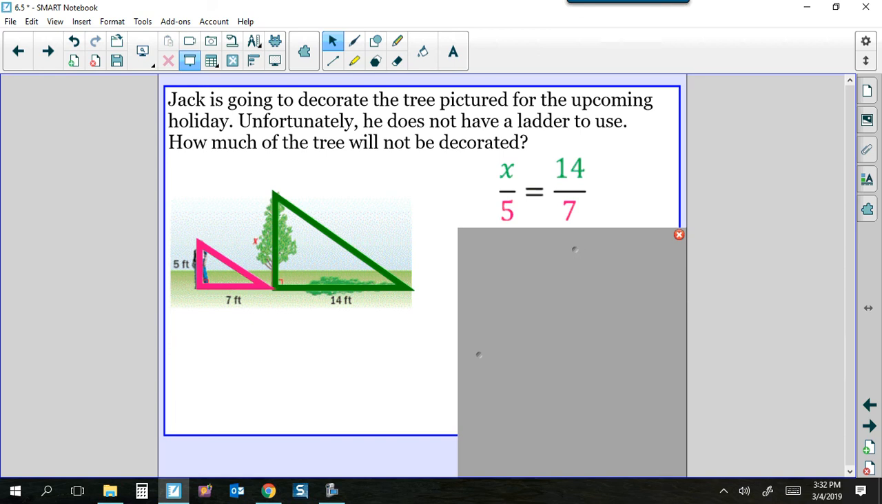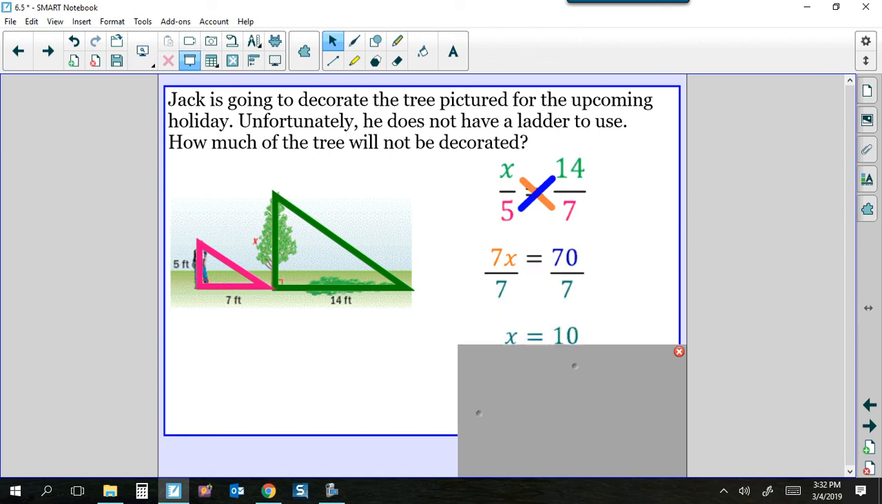From here you are going to, shocker, cross multiply, and you're going to get 7x is equal to 70. Divide the 7 out and you end up getting that x is 10. Now, this is where this problem takes a little turn. You're not quite done yet. The question isn't actually asking for the height of the tree.